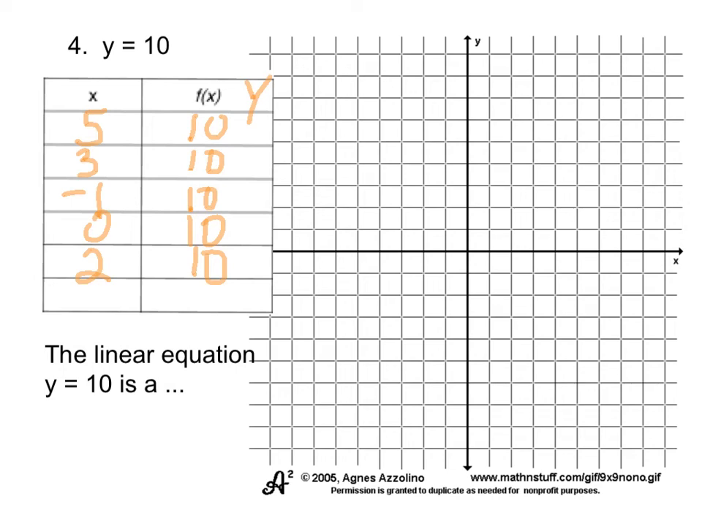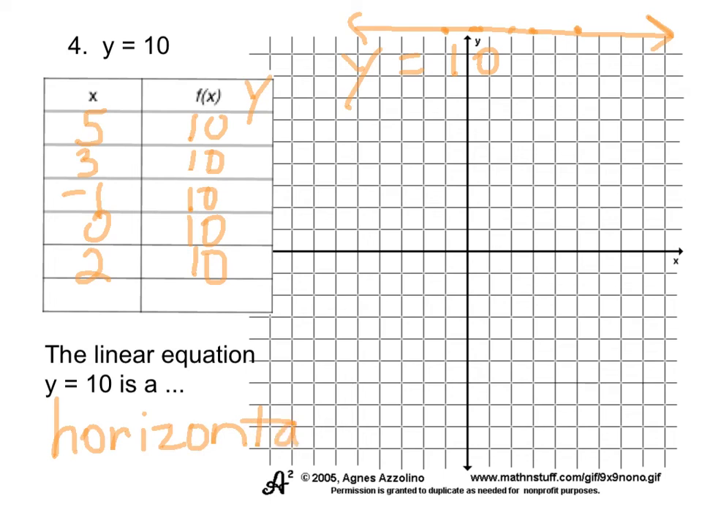So I go over 5, up 10, I go over 3, up 10, back 1, up 10, 0, 10, and 2, 10. And you notice that it makes a special line because it is a horizontal line. An easier line to graph, y equals 10. It also means that it crosses the y-axis at the value of 10.